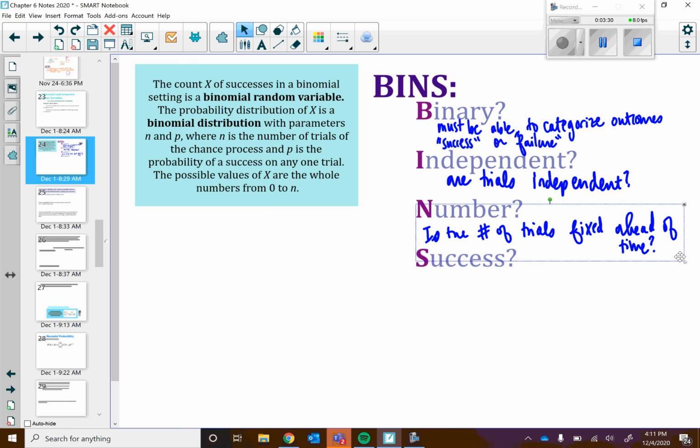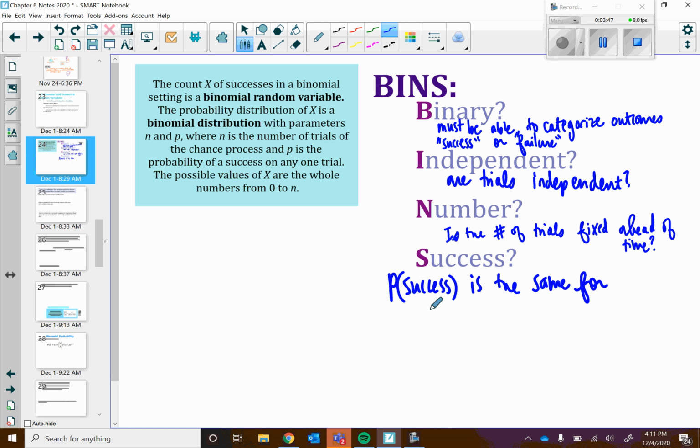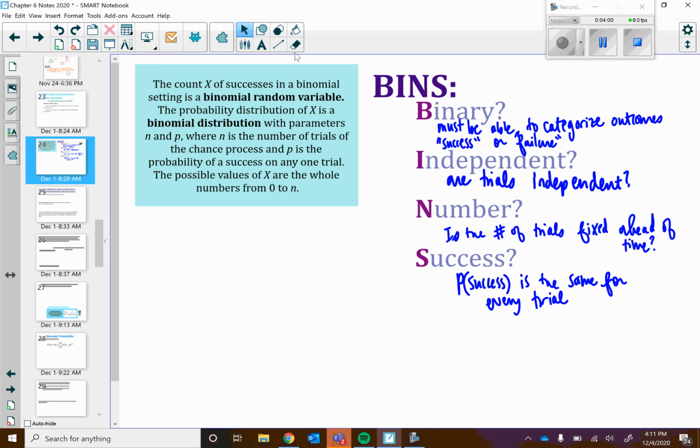And then last but not least, this S for success. Is the probability of a success the same on every trial? The probability of a success is the same for every trial. These are the 4 characteristics that help us define a binomial random variable. Notice the book gives us an acronym, BINS. I don't know if it necessarily helps, but maybe it will. We need to remember our BINS to check for if something is a binomial random variable.